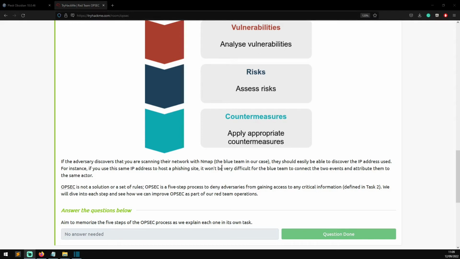OPSEC is not a solution or a set of rules. OPSEC is a 5-step process to deny adversaries from gaining access to any critical information defined in Task 2. We will dive into each step and see how we can improve OPSEC as part of our red team operations. And then you just click done.